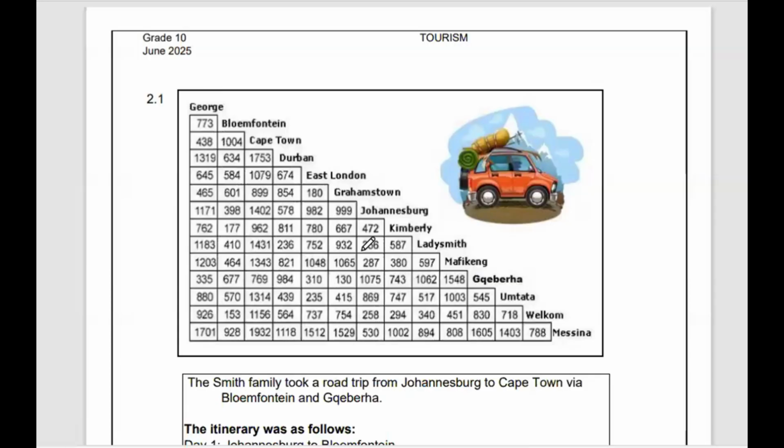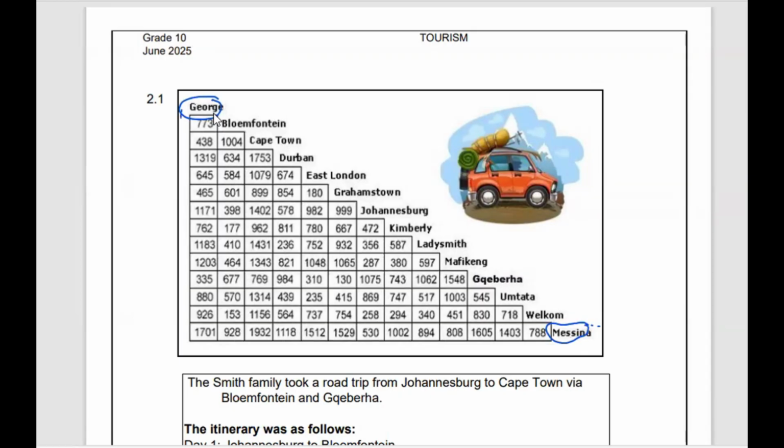So when you're given a distance table, you use it to determine the distance between two different cities or two different towns. So I can just give you an example of how to use it. Here we have a city known as George. For example, if you want to look at the distance between George and Messina, which is on the far left, we have to identify where George is. George is right on top there.